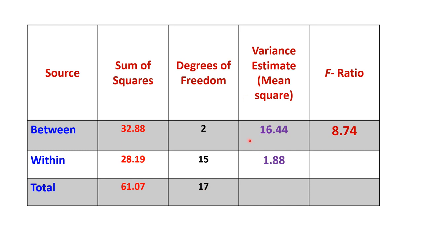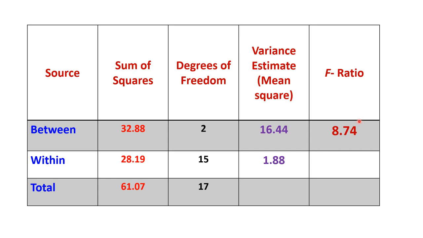The F ratio, again, we've determined the sum of squares, right? Then we divide by the degrees of freedom, and that gives us our mean square, right? So here, if our sum of squares between groups is 32.88, we've got 2 degrees of freedom there. That gives us 16.44. That's our mean square between. Here's our mean square within, 28.19 divided by 15. Take that ratio, 16.44 divided by 1.88. That gives us an F ratio of 8.74.